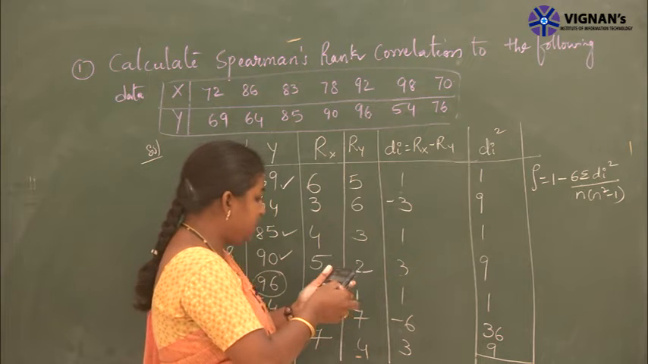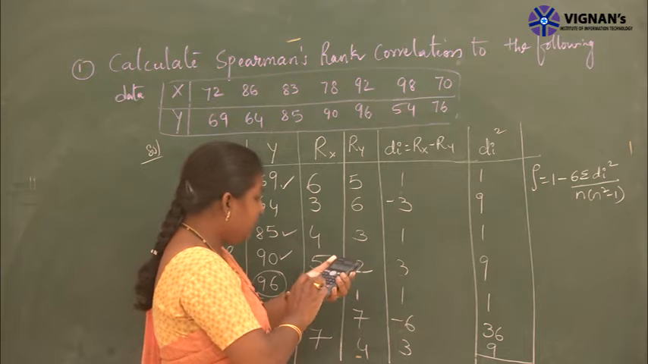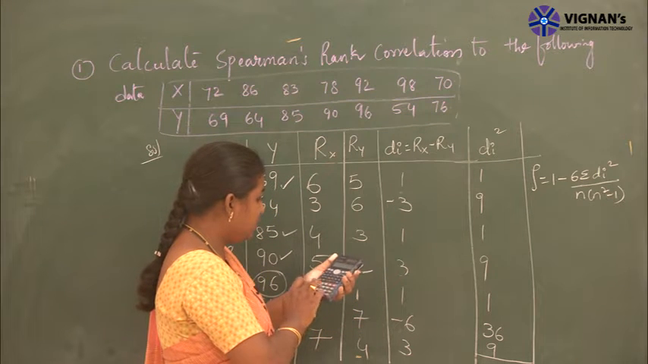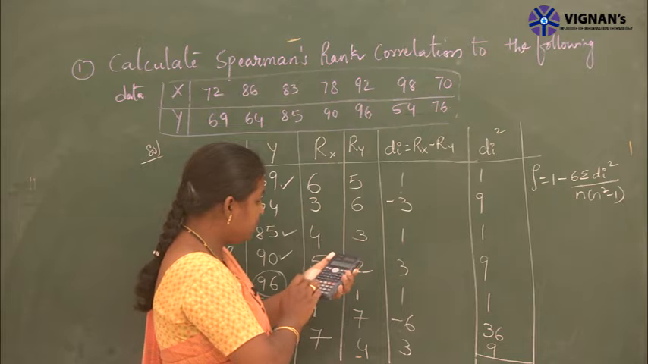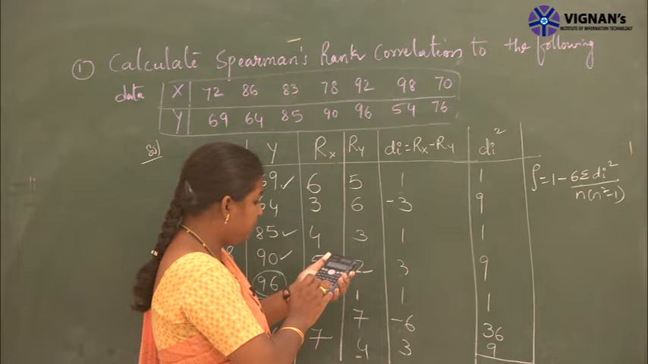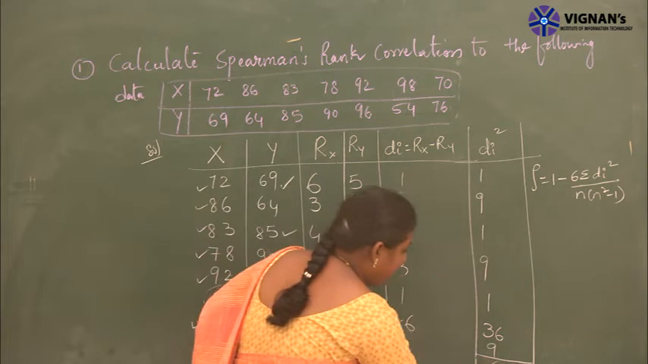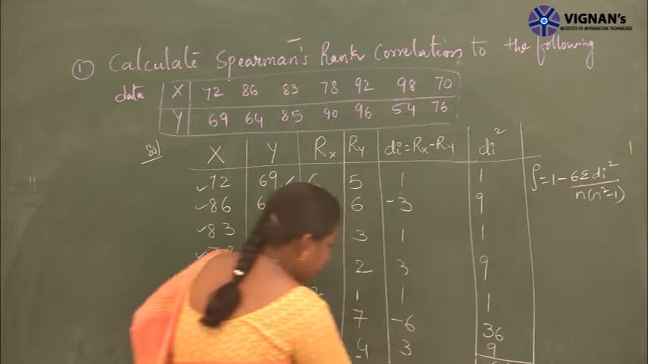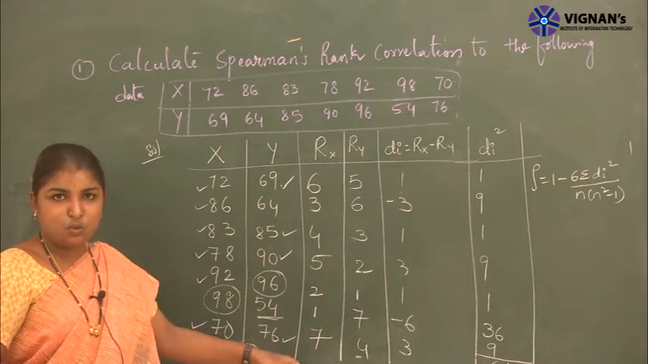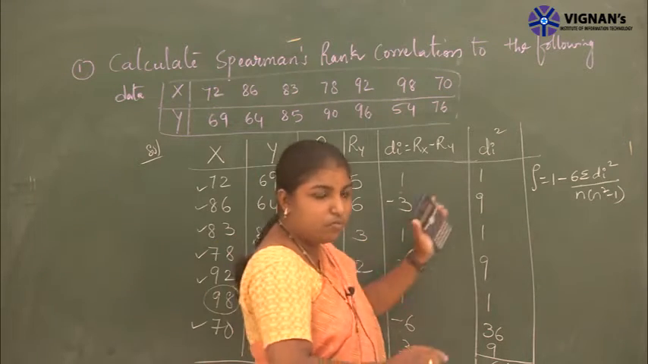Now we calculate this using the calculator: 1 plus 9 plus 1 plus 9 plus 1 plus 36 plus 9. This value is equal to 66. This is the value of summation di square. Now we substitute it into the formula.